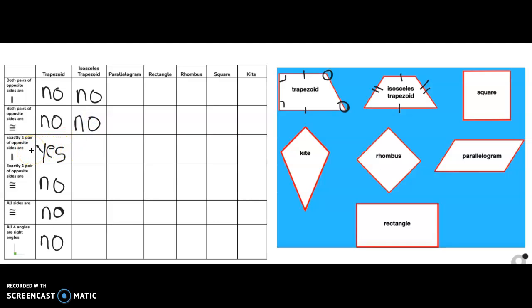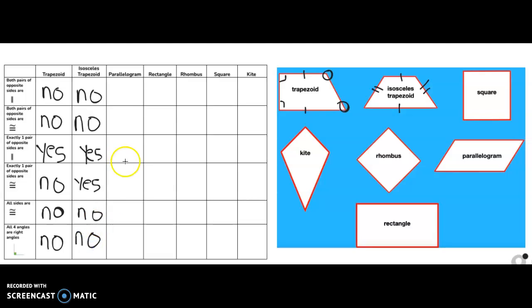Exactly one pair of opposite sides are parallel. That is correct. That's this top and bottom side. So yes for this box. Okay. And exactly one pair of opposite sides are congruent. Well, that matches what I was saying right here. This side right here is congruent to this side. So that means there's just one pair. So that would be a yes. All sides are congruent? No, that is not correct, because if we take a look again, they are different lengths. All four angles are right angles? Nope, there are no right angles in that one.